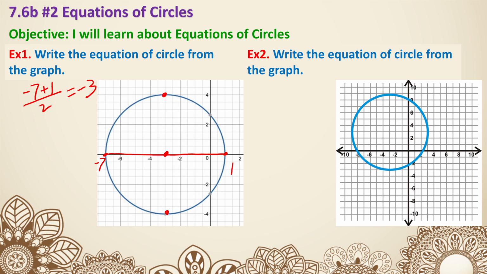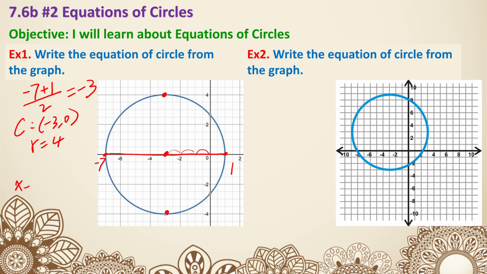And as soon as you have the center, let me write down the center, it's -3, 0. As soon as you have that, you will also be able to find out the radius. 1, 2, 3, 4. The radius is 4. Now I can write the equation of the circle.